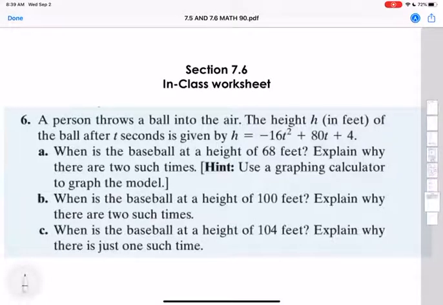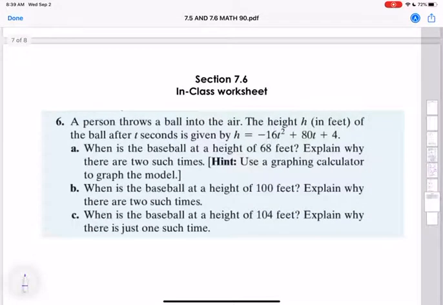All right, so hopefully you did that. Let's take a look. So for part A, let's just read the beginning part first. It says a person throws a ball into the air. The height in feet of the ball after t seconds is given by the equation h equals negative 16t squared plus 80t plus 4. Okay, so they gave you that equation. And for part A, they say when is the baseball at a height of 68 feet? Okay, so let's do that part first.